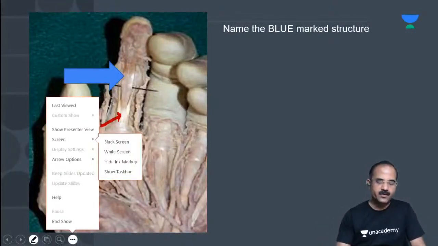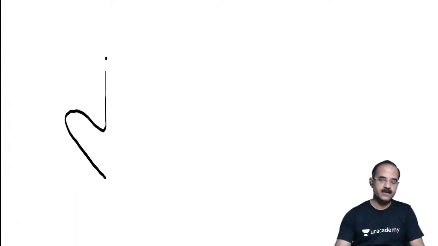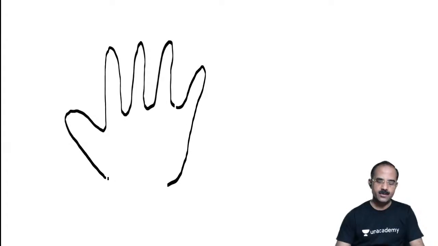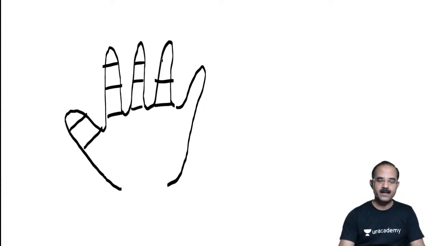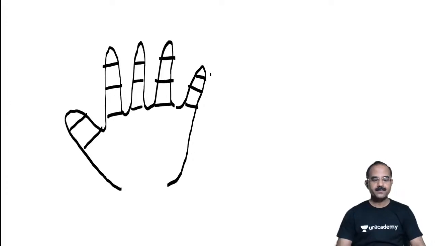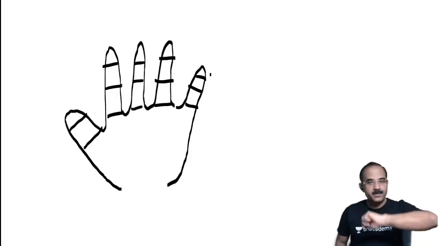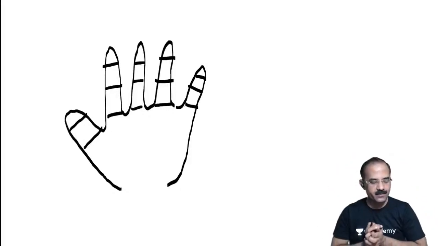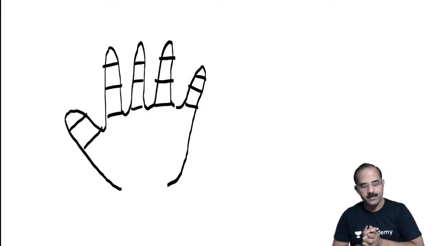I'll draw this slide for you. Understand this. Now, if I make this as the hand here. Tell me, what is the origin of flexor digitorum superficialis? Come on, be interactive. Answer this. Origin of flexor digitorum superficialis. It's from the medial epicondyle. It's a superficial muscle. It arises from the medial epicondyle of the humerus.